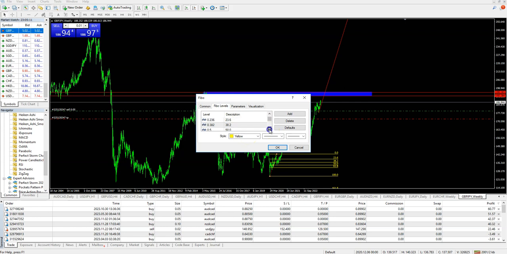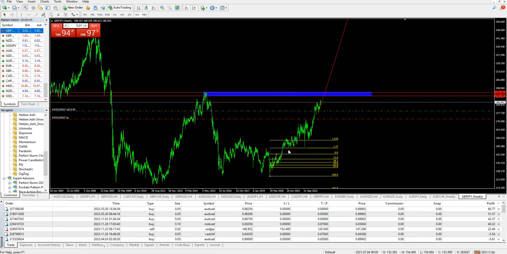If I did a negative 0.27, that should be fine. So I'm going to add in a 0.27, and it should be a negative 0.27. And then the description is going to be what's displayed on here. I'll do a 1.27. And I'll add another level. I'll do a negative 0.618, and this would be a 1.618. Let's see what that looks like. There. So now I have a 127 and a 1618 extension.